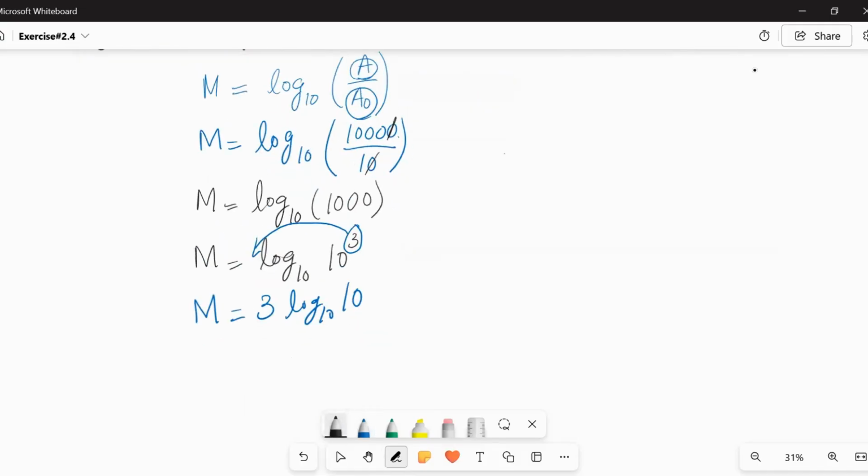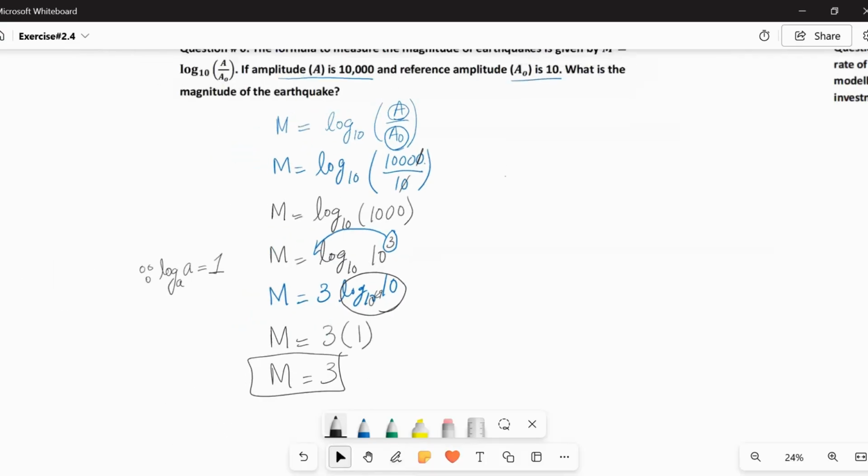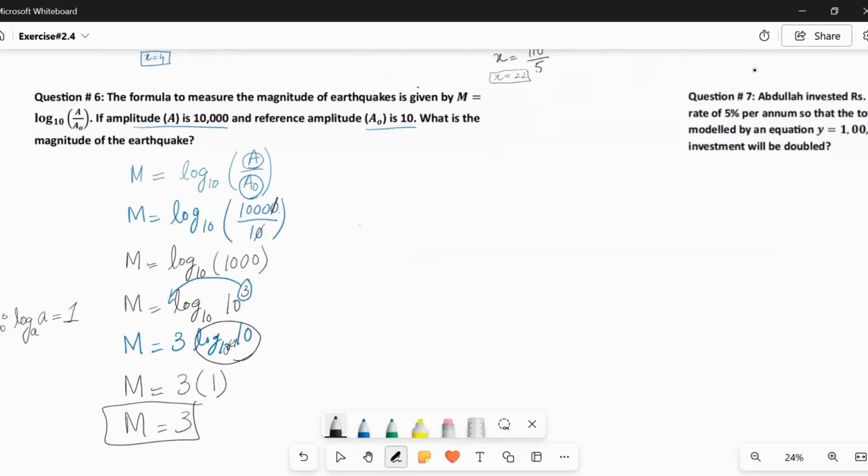Now we know, okay, if the bases and the values are same, here the base is 10 and the value is also the same, so this basically equals 1, right? Here we are applying the property where log a with the same base and value, you directly put 1. So just apply this property and we can write it like this: 3 into 1 and m will be 3. Okay, so this is our answer for question number 6. Easy. Now see question number 7.